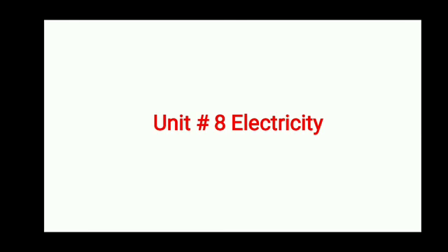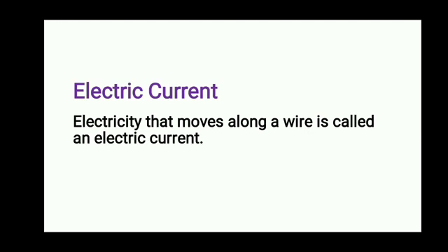In this unit, we will discuss how electricity works. First of all, I will explain to you what an electric current is. So class, electricity that moves along a wire is called an electric current. Class, it means the electrically charged particles which flow along a wire are called an electric current. If there is no movement of these tiny electric particles, then it means there is no current in the wire.